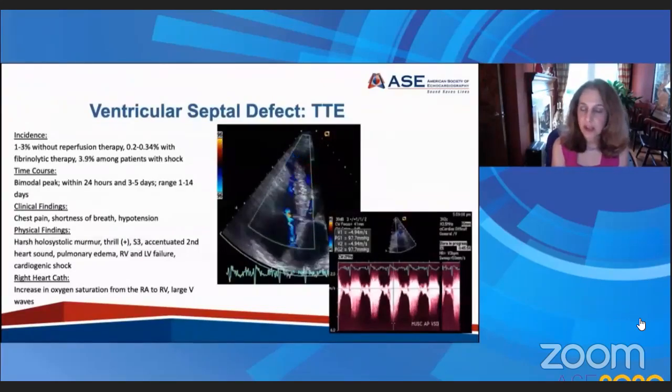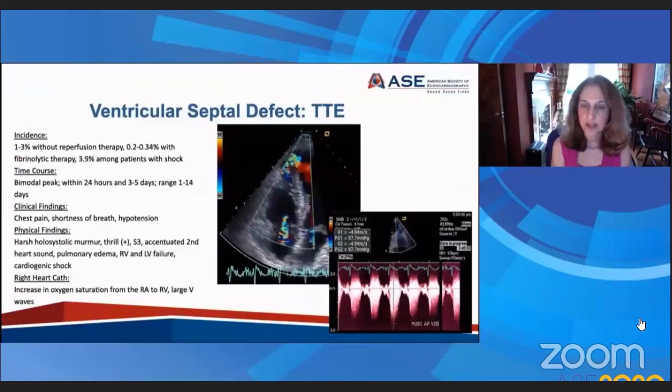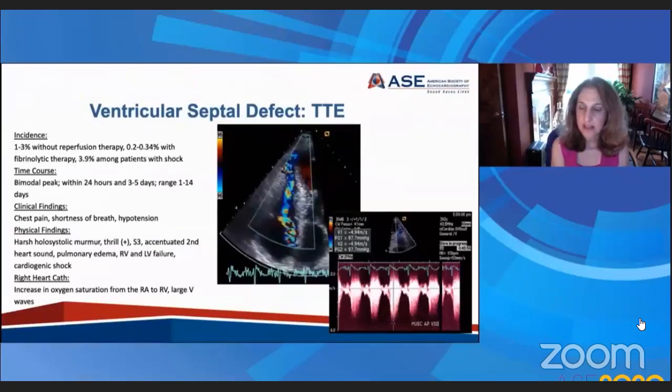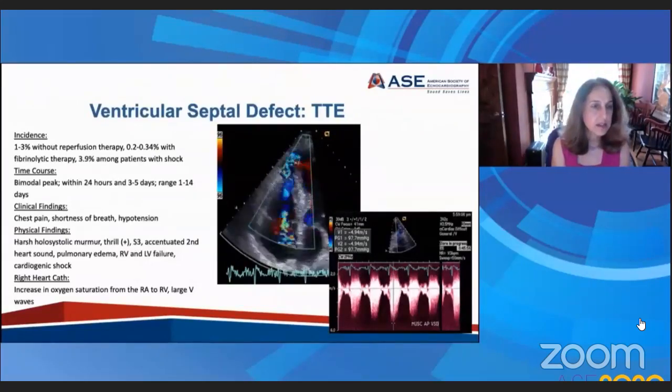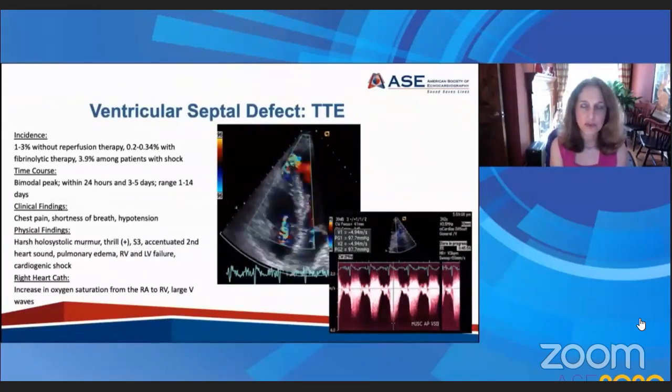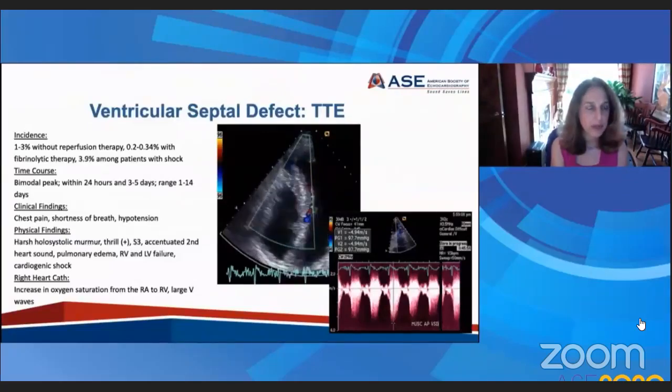Ventricular septal defect is what has caused our patient's cardiogenic shock. Here's another example on our right-hand side of the screen with a VSD very similar to what was found in our patient at the apical aspect of the interventricular septum. You see that color flow at the apex and the high velocity detected with spectral Doppler imaging. VSDs occur in about 1 to 3% of individuals with MI without reperfusion therapy, with a significantly decreased incidence in those who receive fibrinolytic therapy.